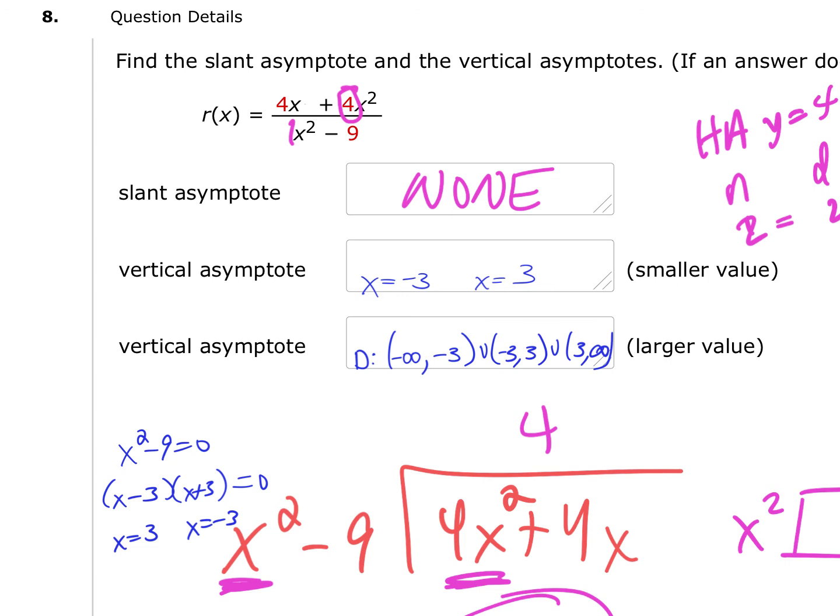Vertical asymptotes. And then how do you find those? Denominator equal to 0. How do you find the x-intercept? Numerator equal to 0. Awesome. How do you find out if there's any holes? If they have the same factor. Factor top and bottom. See what crosses out.